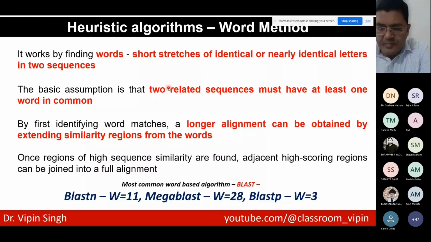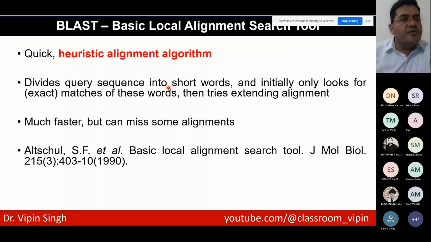So we'll do an exercise where we'll find a GAPDH homolog, an ortholog, in chimpanzee, and that would basically be the 3855 base pairs of the human GAPDH gene blasted against, or compared against, the entire chimpanzee genome, which is again 3.2 billion base pairs. So that is an exercise we're going to do now, right? So this is quick. I've told you this is a heuristic alignment algorithm. It is very quick, divides the query into short words, and it initially only looks for exact matches of these words, then tries extending the alignment.